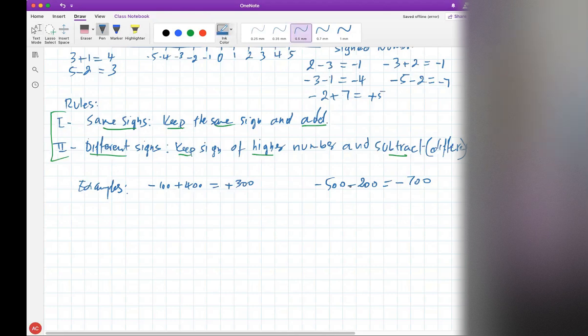Again, just because it's a minus here doesn't mean we're subtracting. It depends on the other sign. If the signs are the same, they stay the same. We put them together into one. If the signs are different, you got to pick one, and then you do the difference.